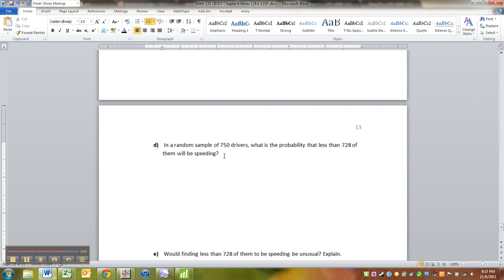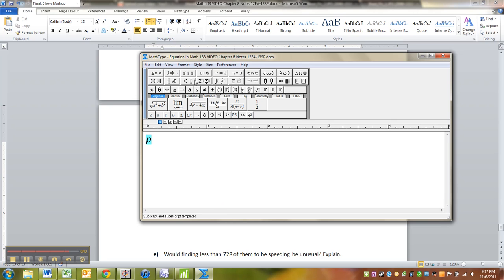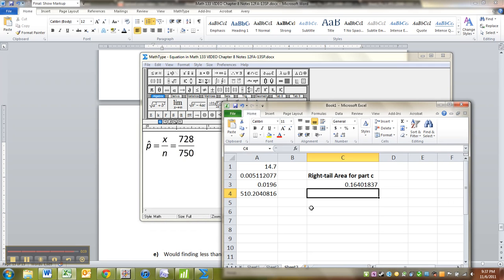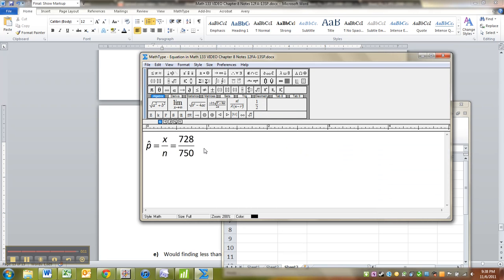Okay, what about this one? In a random sample, what is the probability that less than 728 of them? Hold on, we're dealing with proportions here, right? So the first thing I'm going to have to do is make a p hat out of what they just gave us. p hat equals x over n, which is 728 over 750. They gave you a whole number, but that's not useful to us. We need to make a proportion out of it. 728 divided by 750 is 0.97066.